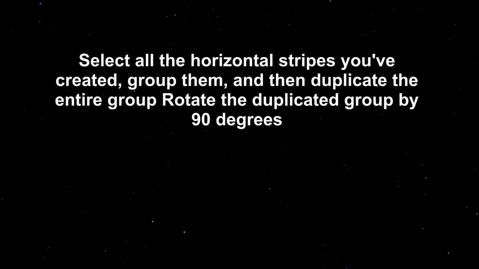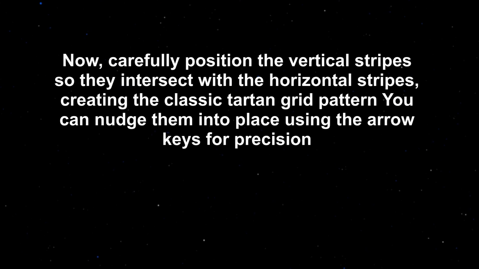Select all the horizontal stripes you've created, group them, and then duplicate the entire group. Rotate the duplicated group by 90 degrees. Now, carefully position the vertical stripes so they intersect with the horizontal stripes, creating the classic tartan grid pattern. You can nudge them into place using the arrow keys for precision.